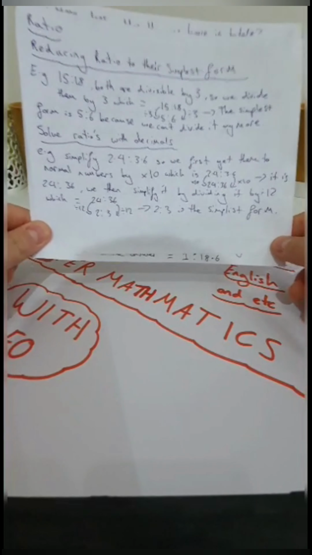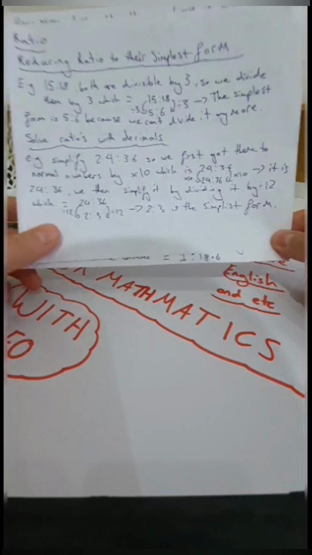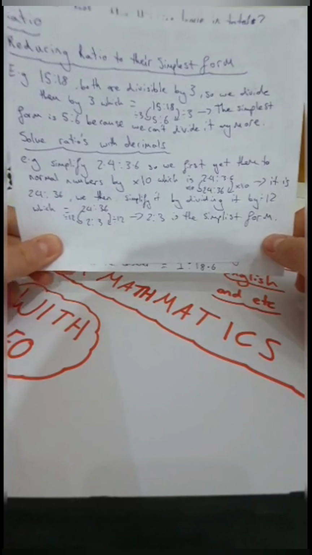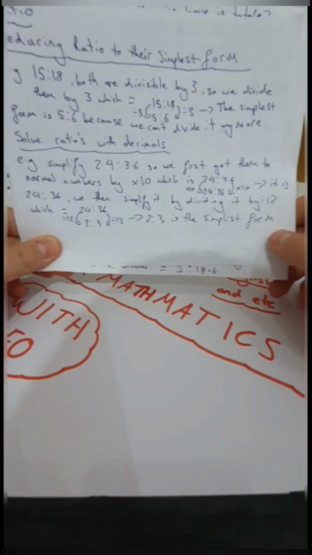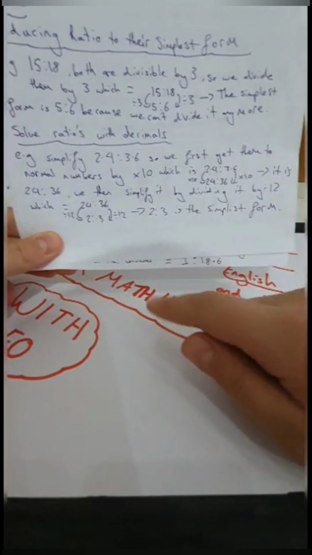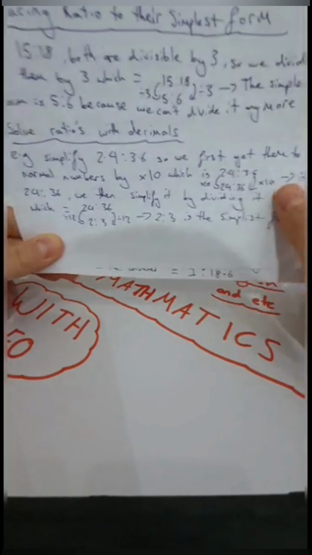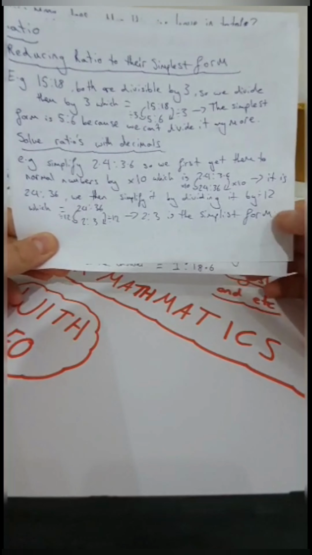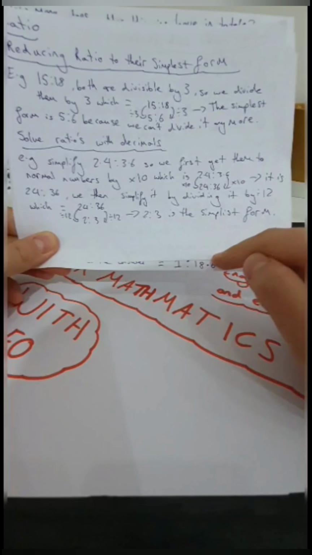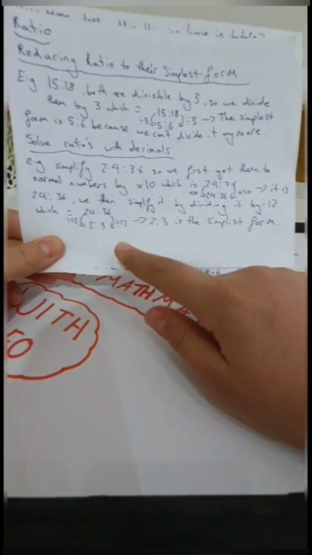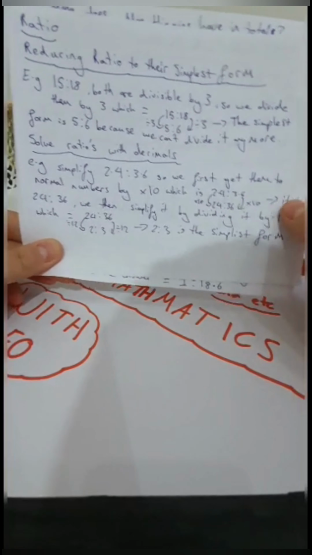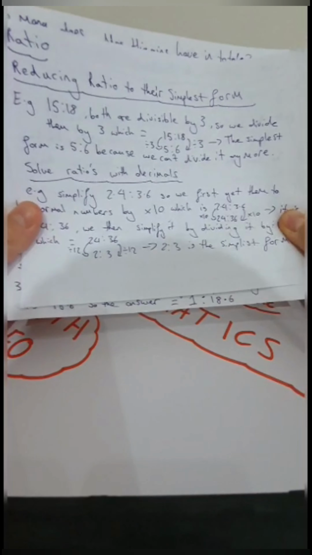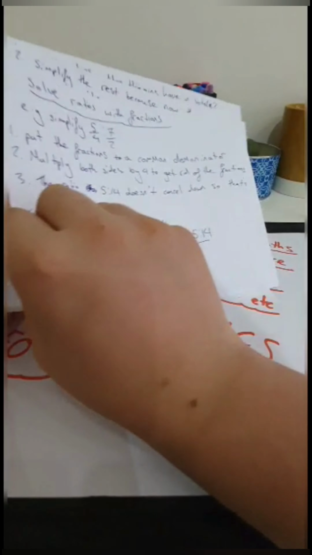This is the second ratio, which is solving ratios with decimals. For example, if you have 2.4 to 3.6, and we want to simplify this. First, we put them into whole numbers by doing 2.4 times 10 and 3.6 times 10, which you can see equals 24 to 36. We simplify this by dividing by 12, which gives 2 to 3. 2 to 3 is the simplest form. Like we said, we want simplest form in whole numbers, not decimals.